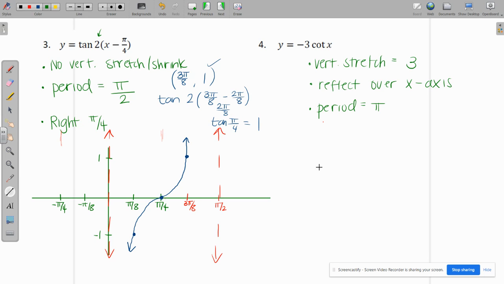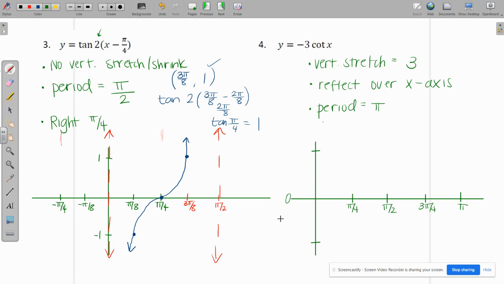So remember, with cotangent, we started the same way that we would have started our sine or cosine functions. So I put all of my tick marks over here to the right. I label that last tick mark with the period, which in this case is pi. So this is pi over 2 and pi over 4. So that makes this 3 pi over 4.